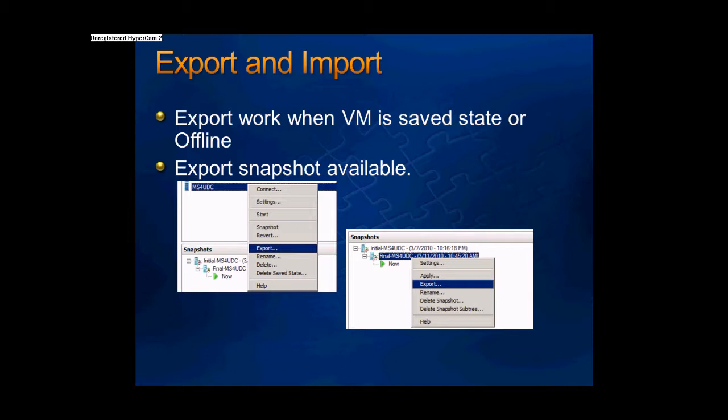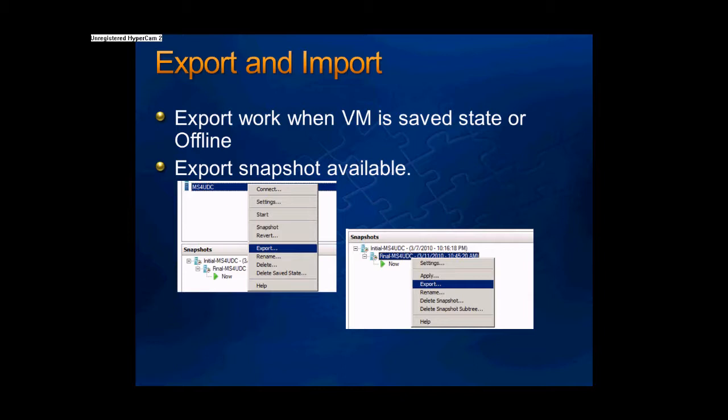One of the conditions when you run the export feature is that you need to make sure that the virtual machine is already in the saved state, or the virtual machine is already offline. If you try to do an export when the virtual machine is running, you will not be able to export the virtual machine.